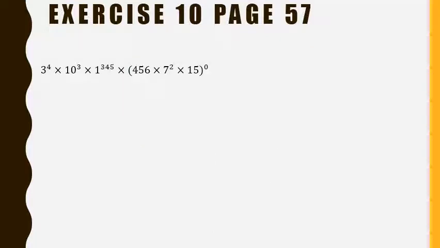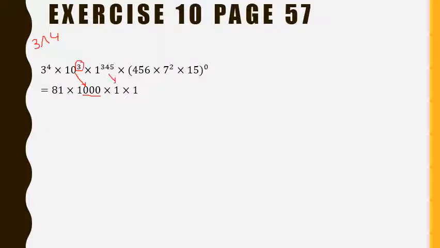Now 3 to the power 4 is 3 times 3 times 3 times 3. 3 times 3 is 9, and 3 times 3 is 9, so 9 times 9 is 81. Or on the calculator, I can write 3 to the power 4. The answer will be 81. 10 to the power 3, as I told you, when it's a power of 10, I have to add 3 zeros. 1 to the power 345: if I multiply 1 by itself 345 times, it will stay 1, right?